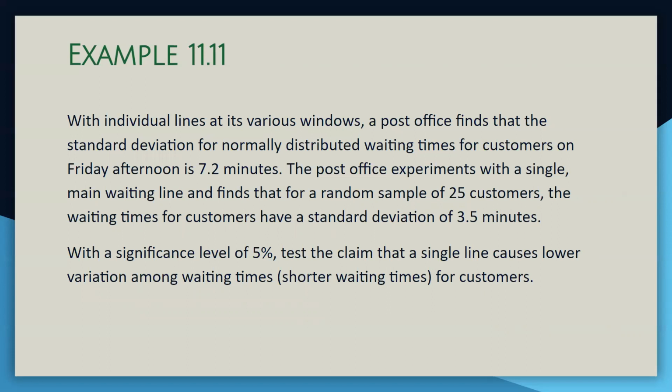With individual lines at its various windows, a post office finds that the standard deviation for normally distributed waiting times for customers on Friday afternoon is 7.2 minutes. The post office experiments with a single main waiting line and finds that for a random sample of 25 customers, the waiting times have a standard deviation of 3.5 minutes. With a significance level of 5%, test the claim that a single line causes lower variation among waiting times, shorter waiting times for customers.